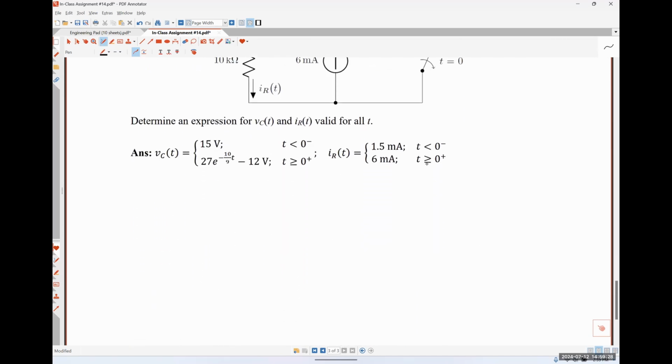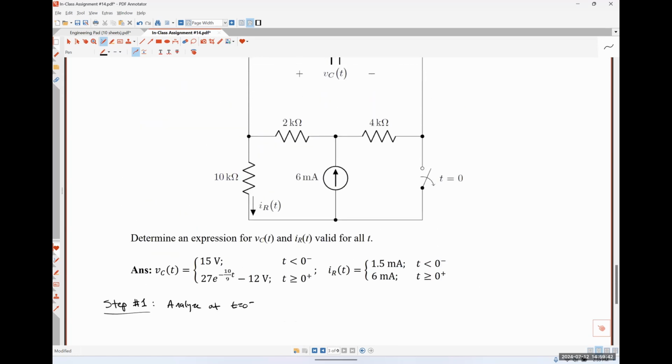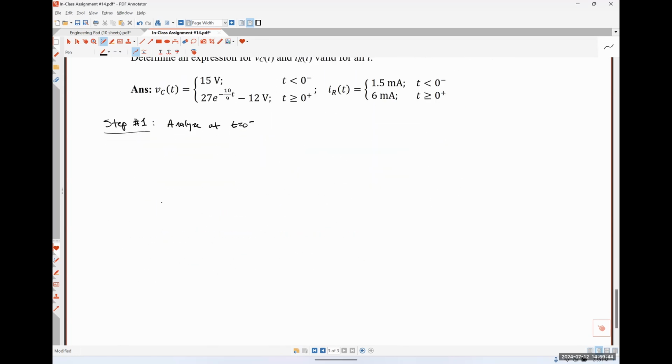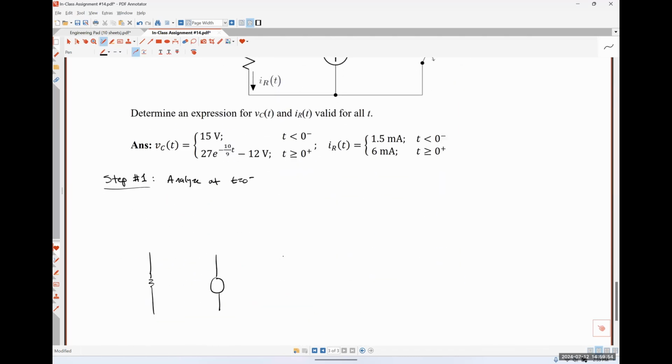All right. So let's start with step number 1. Analyze at t is equal to 0 minus. So let me redraw my circuit here. The switch was closed.